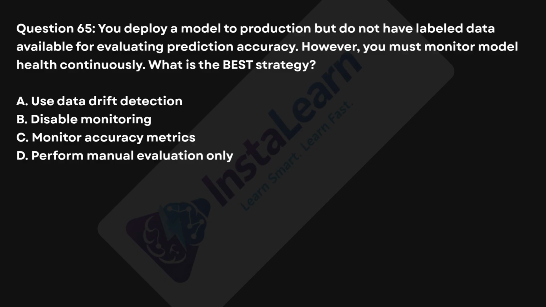Question 65. You deploy a model to production but do not have labeled data available for evaluating prediction accuracy. However, you must monitor model health continuously. What is the best strategy? A. Use data drift detection. B. Disable monitoring. C. Monitor accuracy metrics. D. Perform manual evaluation only.